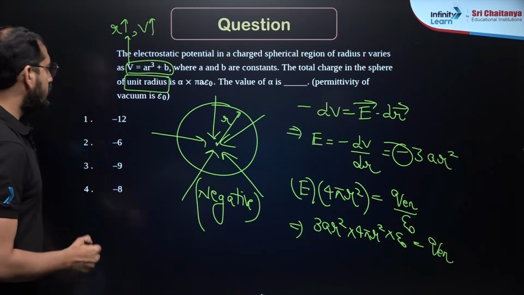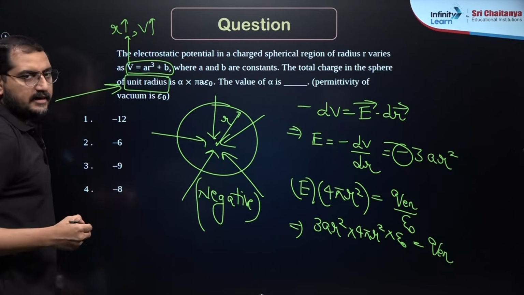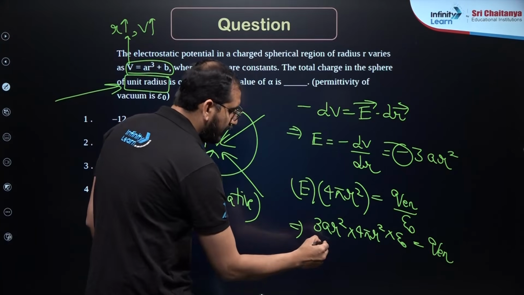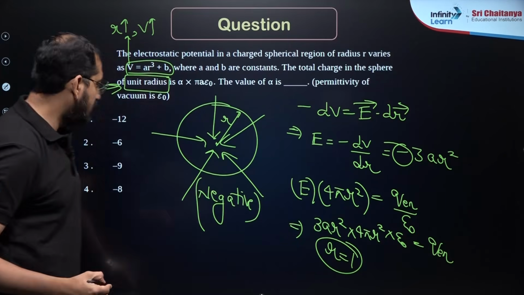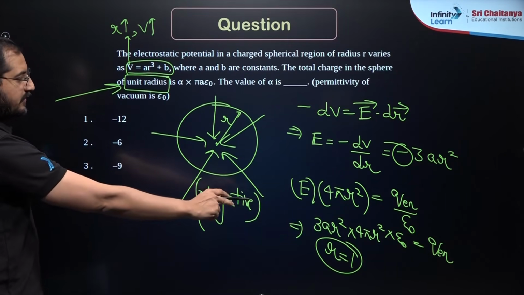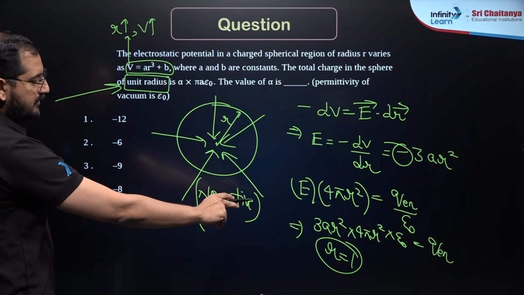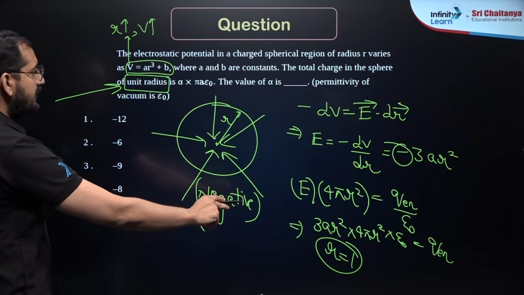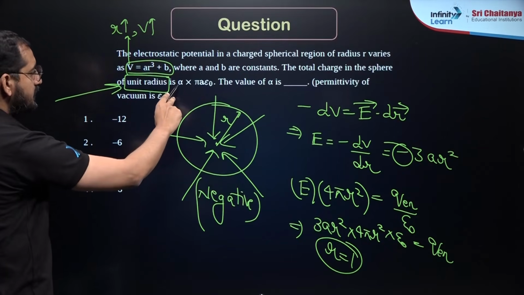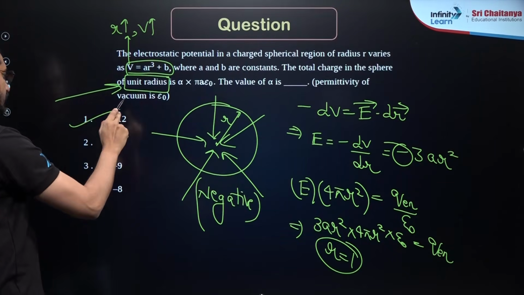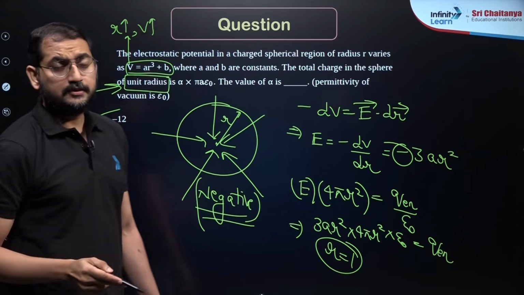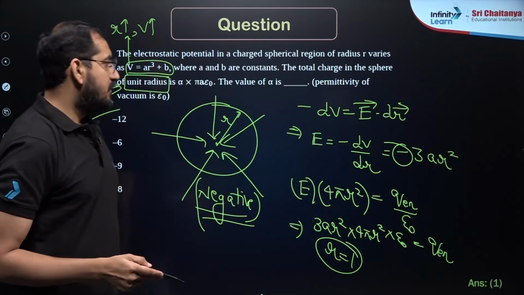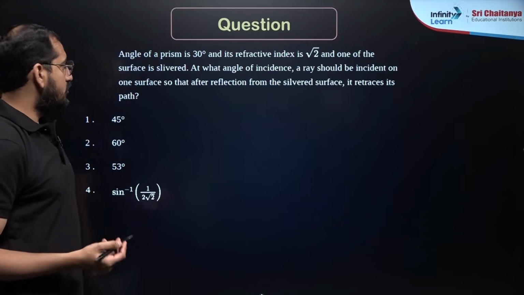Epsilon naught you can cross multiply to get the value of Q enclosed. Okay. Question is saying regarding a unit radius, so let us put r equal to 1. As soon as you put r equal to 1 in this equation, you are going to get 12 as a factor. And the value of alpha will come out to be minus 12. Minus sign means it's a negative charge. I hope the question is clear. Let's move on to our next question.